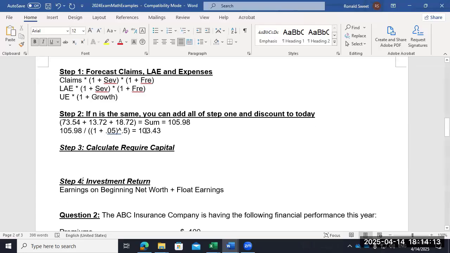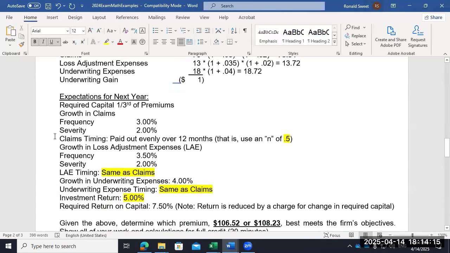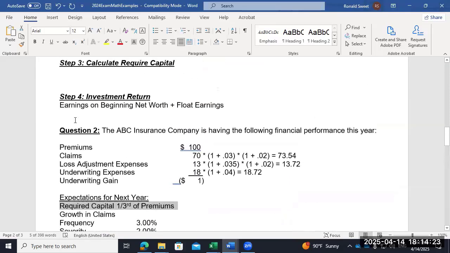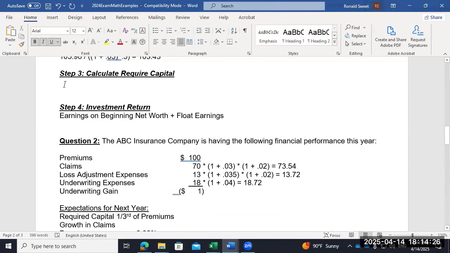So what is my required capital? Which ratio up here tells me my required capital? So you see it right there. It's going to equal 1/3 of premiums. Okay. So you need, remember, required capital, you have several calculations here. This is one thing maybe to get out of the way early. So you have the current year required capital. That's going to equal premiums divided by 3, which is going to equal 100 divided by 3.